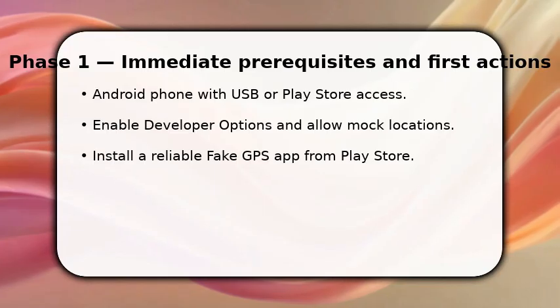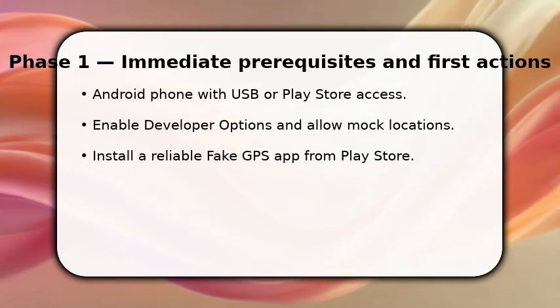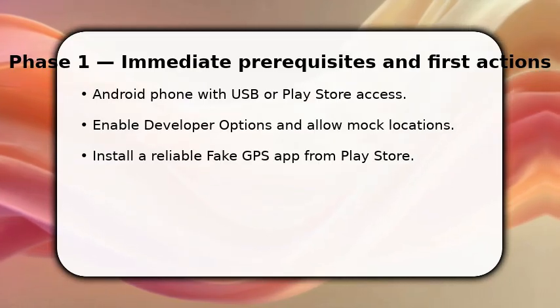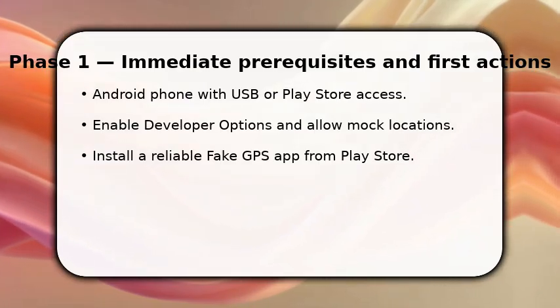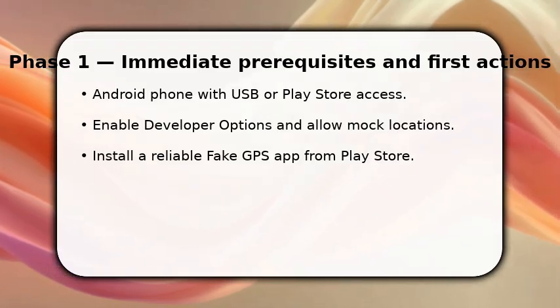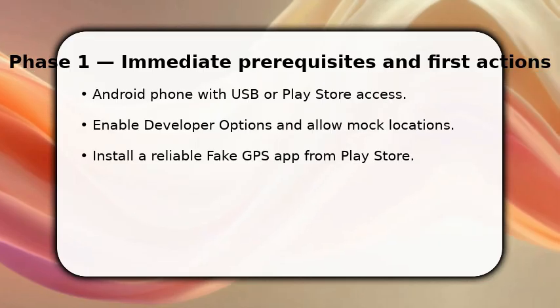You start on Android. Enable developer options by tapping build number 7 times, then turn on allow mock locations. This lets a third-party app override GPS. Once done, install a reputable fake GPS app from the Play Store and keep it handy.